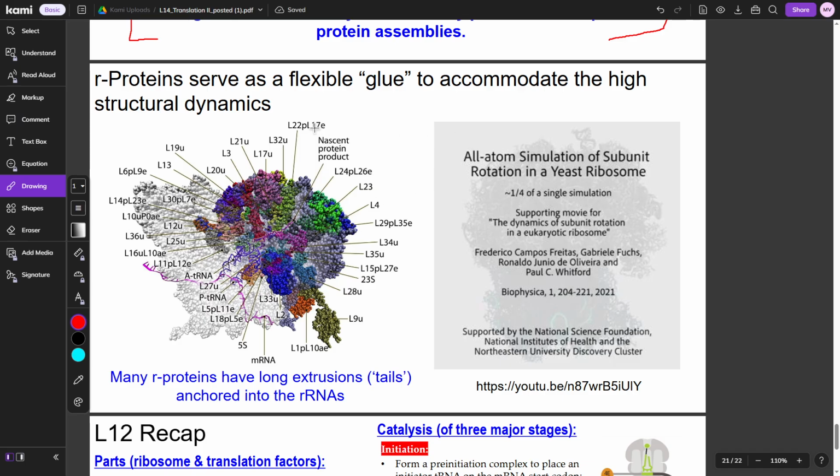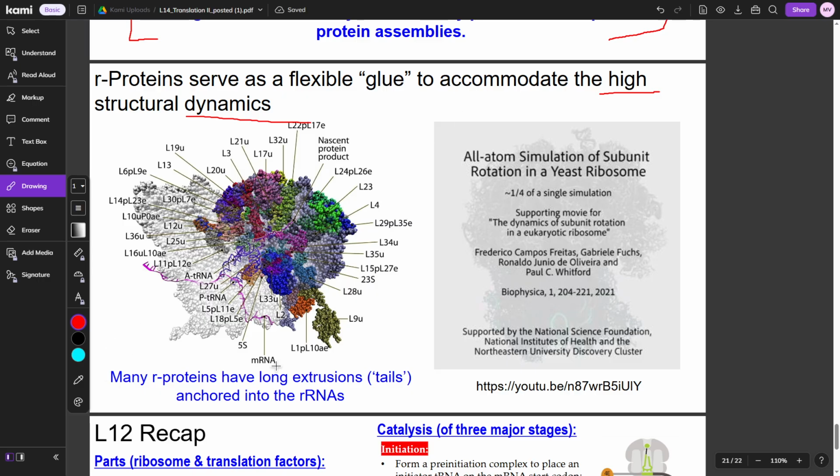So we've got R proteins here. R proteins serve as flexible glue to help with the dynamics. So when it talks about high dynamics, it just means that it's very liquidy and movable, right? It's not very static. So basically the ribosome is very fluid, if you will.